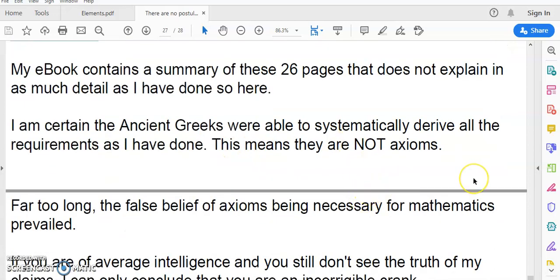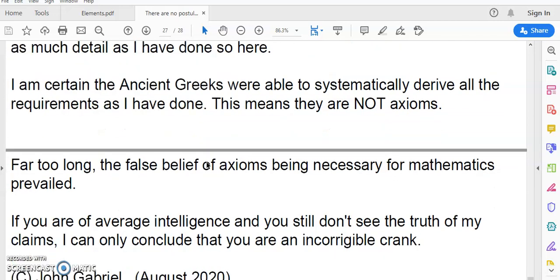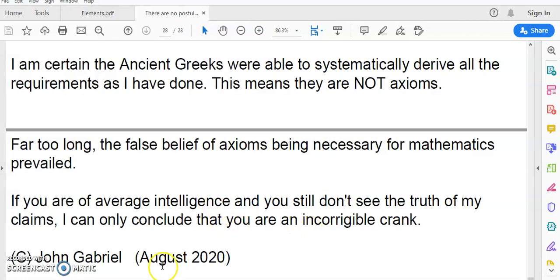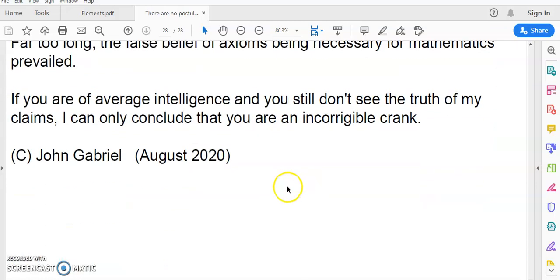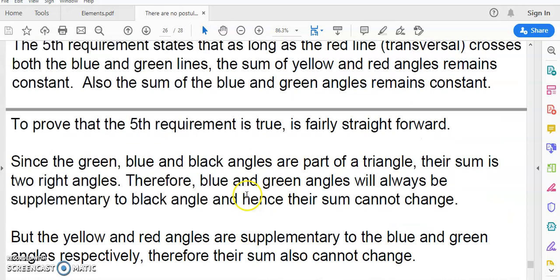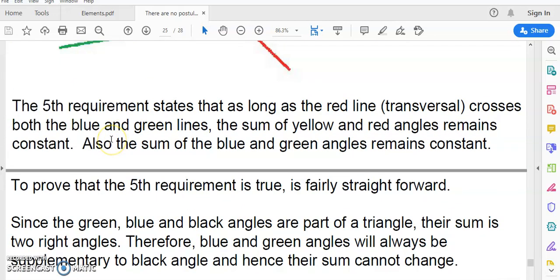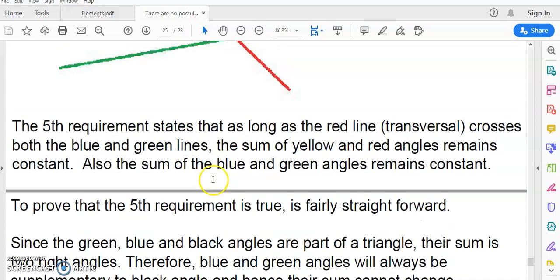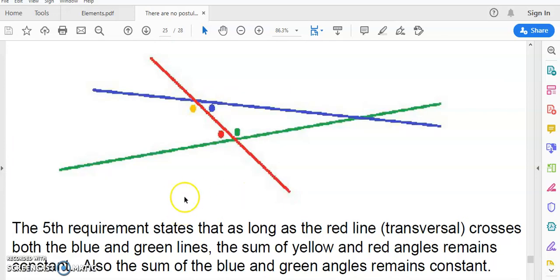Okay, so now I'm certain that the ancient Greeks were able to systematically derive all the requirements as I have done, and this means they are not axioms. So you've often heard by many incorrigible baboons in mainstream academia that you need axioms in mathematics. You don't, okay? And I've shown you now also through this whole presentation of approximately 26 pages that you can derive everything systematically, and that if some alien being had to start off in the way we did and continue the same way, they'd also derive the 5 requirements, not axioms.